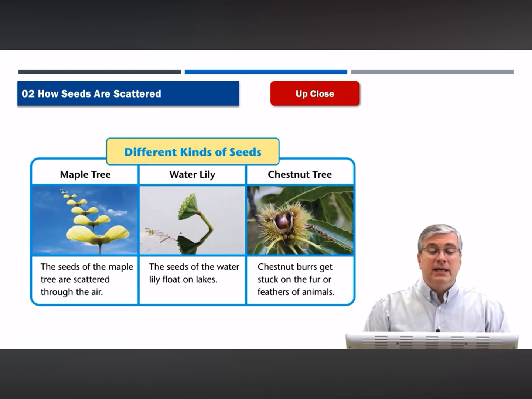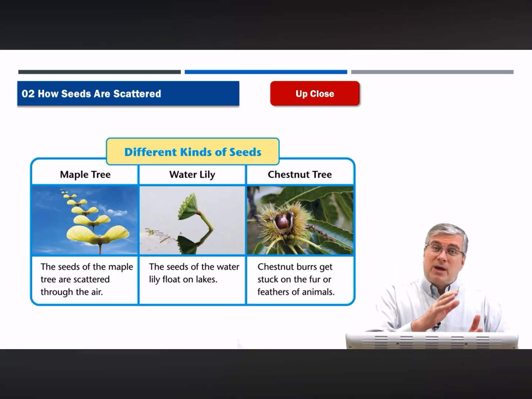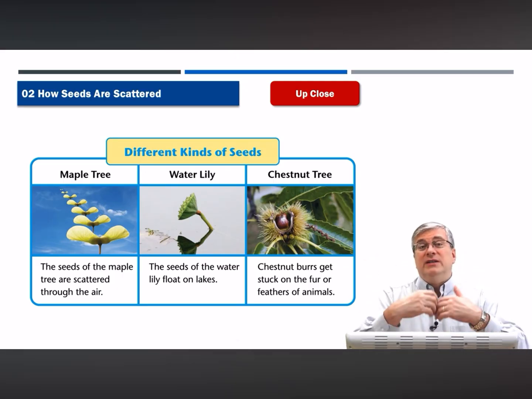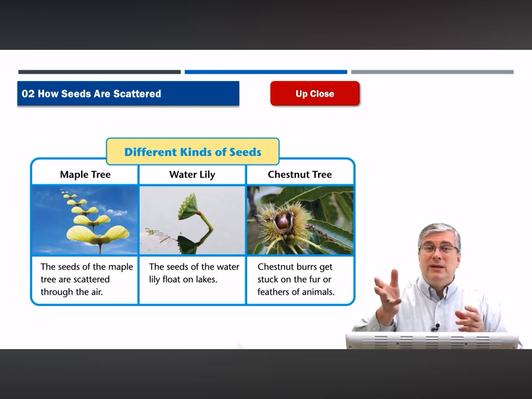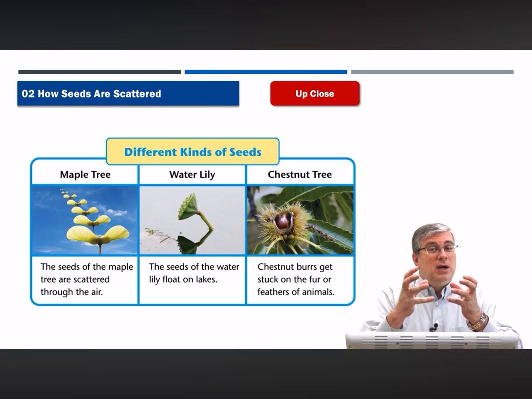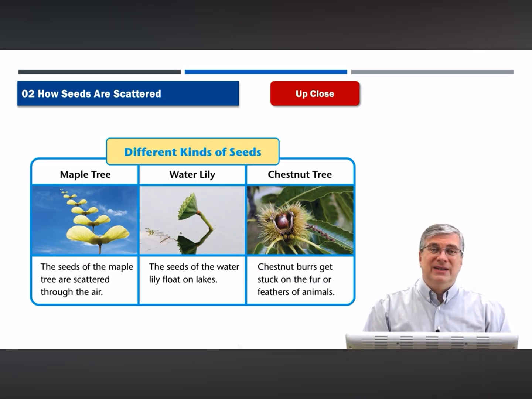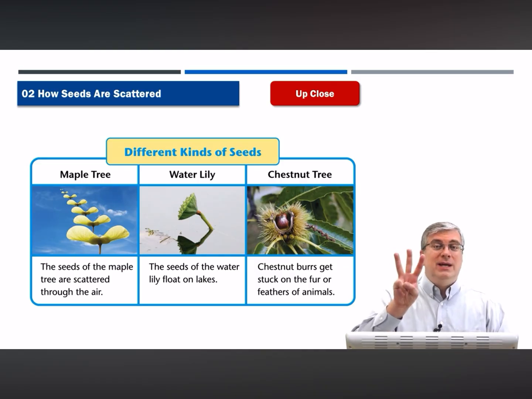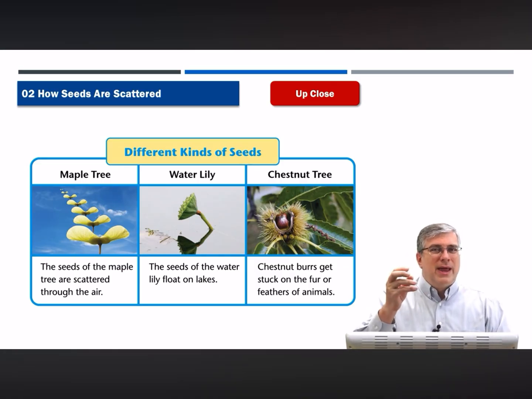Okay, the second idea is different kinds of seeds. And we can kind of get the idea of different kinds of seeds when we talked about the first main idea, how seeds are scattered, right? We see that some are small and they can blow in the wind, while others might be heavier or bigger, but they can float on water. So there are many different kinds of seeds. In this chart, we can see 3 different types of seeds, and we can see also how they are scattered.